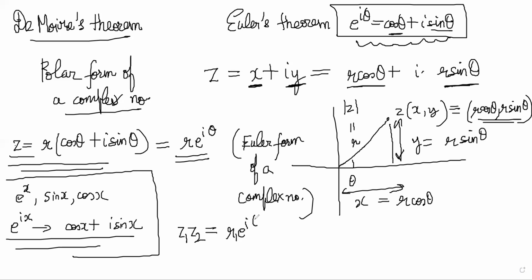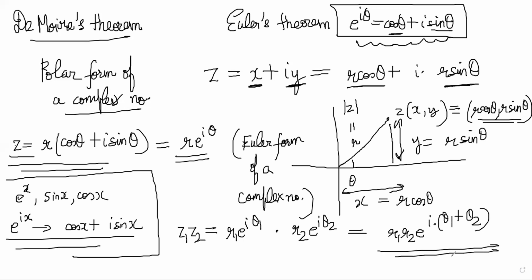You can write r1 e power i theta 1 multiplied by r2 e power i theta 2. It is equal to r1 r2 e power i (theta 1 plus theta 2), right? So you can sort of get a sense of what multiplication is. Multiplication is basically a rotation of the complex numbers, where you get a new complex number of greater magnitude and greater angle. So I will just quickly draw a diagram and show you.